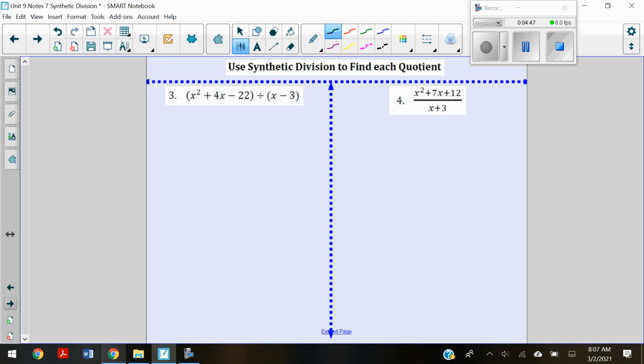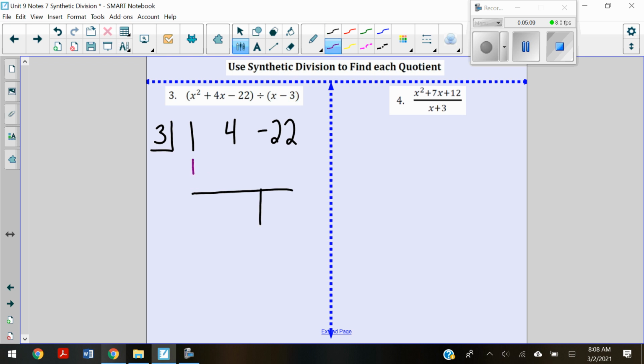So in the first 3 problems we've done, we have not had a remainder. So we're going to see that occur here in this problem. So inside the box is going to go opposite of the constant in the divisor. So we get positive 3, and then we have a 1, a 4, and a negative 22. I draw my line with my kickstand.